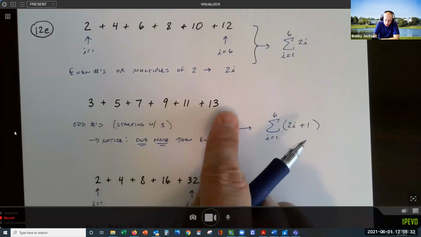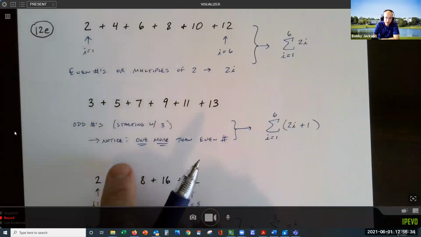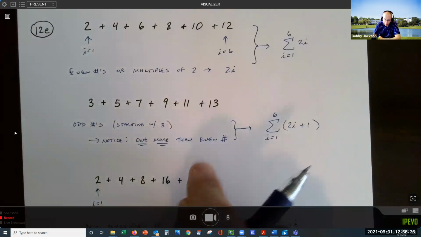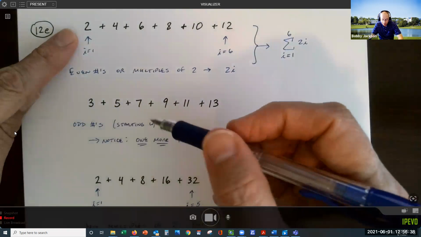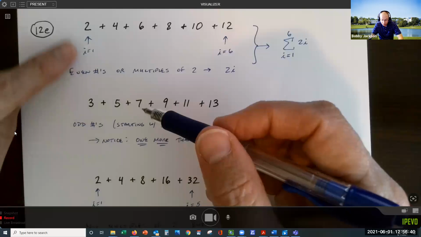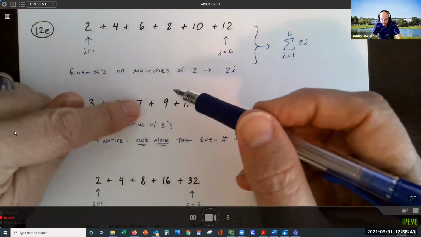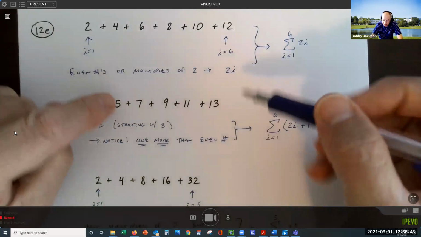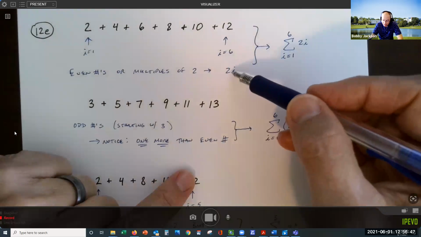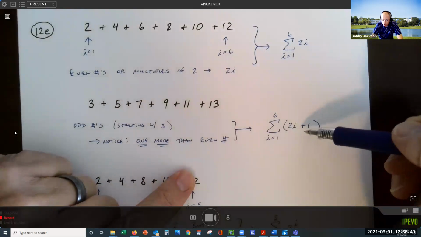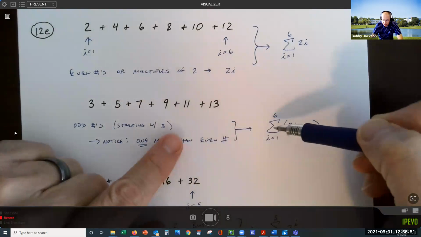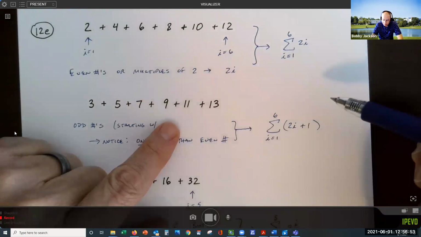And how do you express these? Well, notice that odd numbers are just one more than an even number. In fact, if you look at the previous one, 3 is 1 more than 2. 5 is 1 more than 4. 7 is 1 more than 6, and so on. So I can take the expression for even numbers, 2i, and add 1 to them, 2i plus 1. And that will give me the corresponding odd numbers.